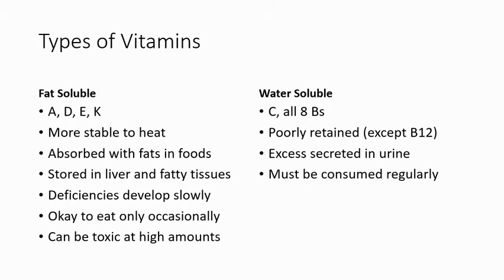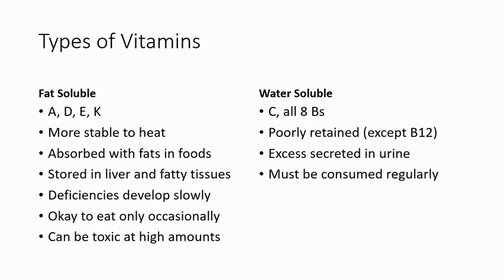I mentioned before that there are two main types of vitamins, the fat-soluble and the water-soluble vitamins. So you can see here which vitamins are fat-soluble and which are water-soluble. The fat-soluble are more stable to heat, so if you're cooking foods, they're less likely to degrade. The water-soluble vitamins I mentioned before, they're poorly retained except for B12. So you tend to urinate them out, and so you need them every day.